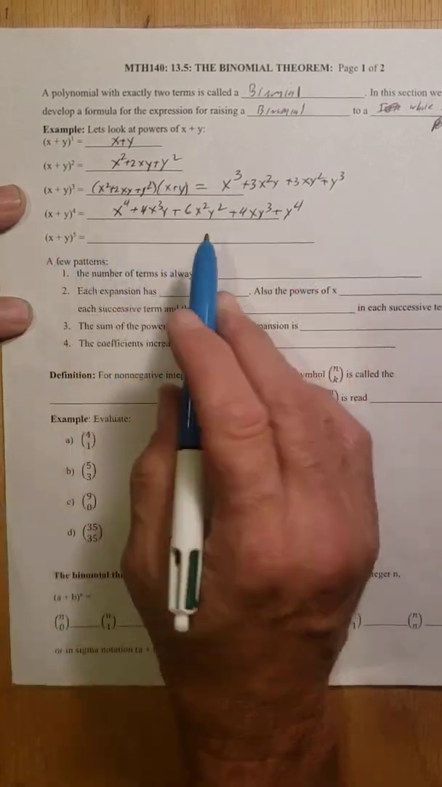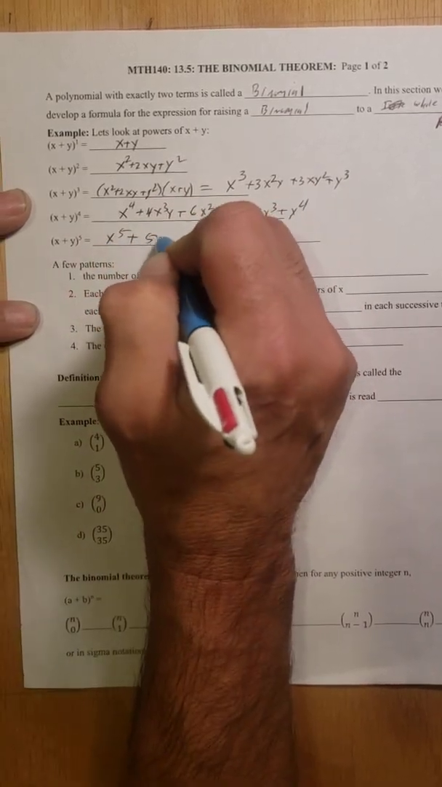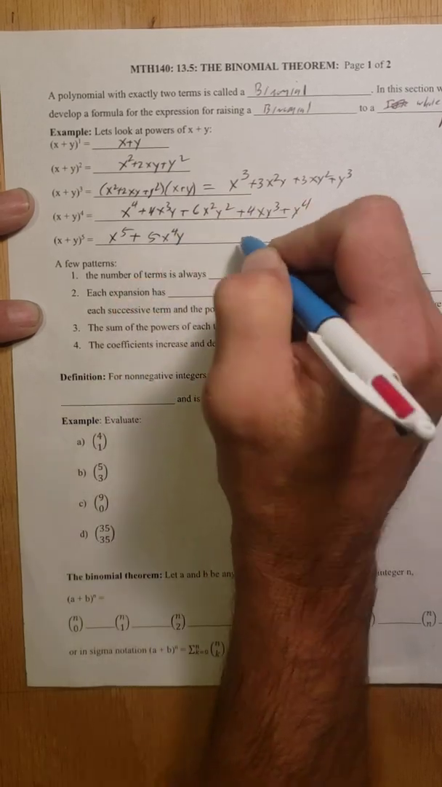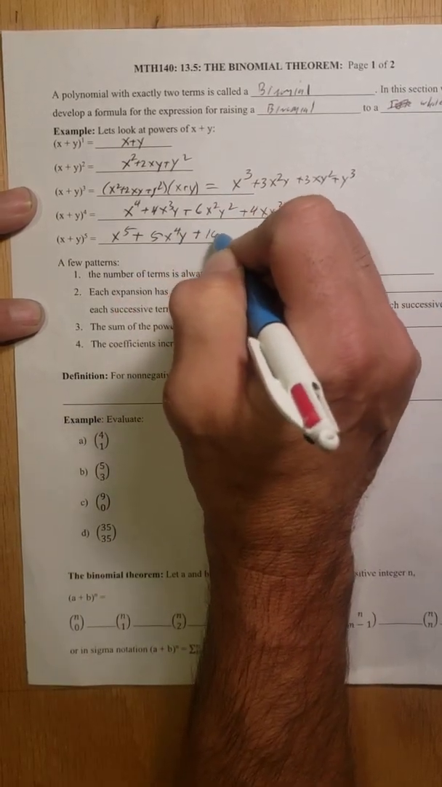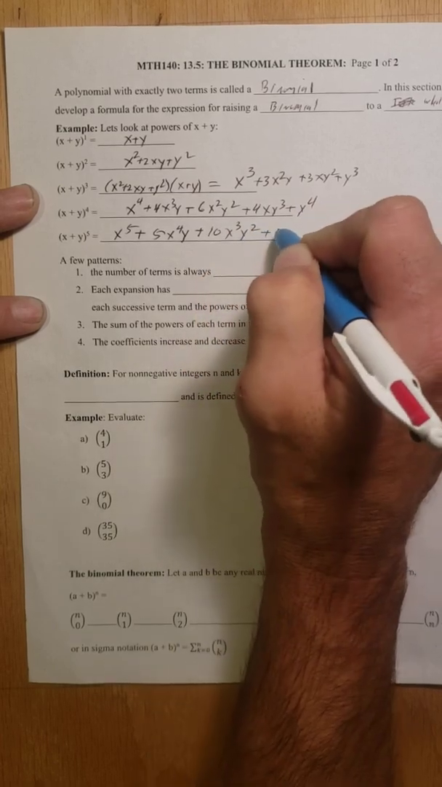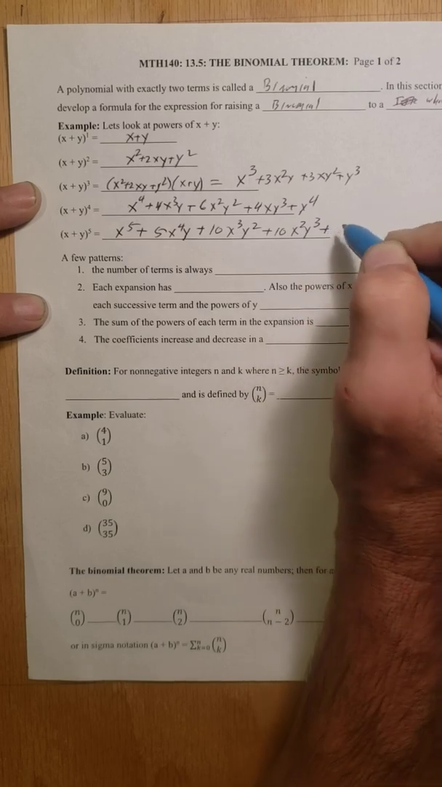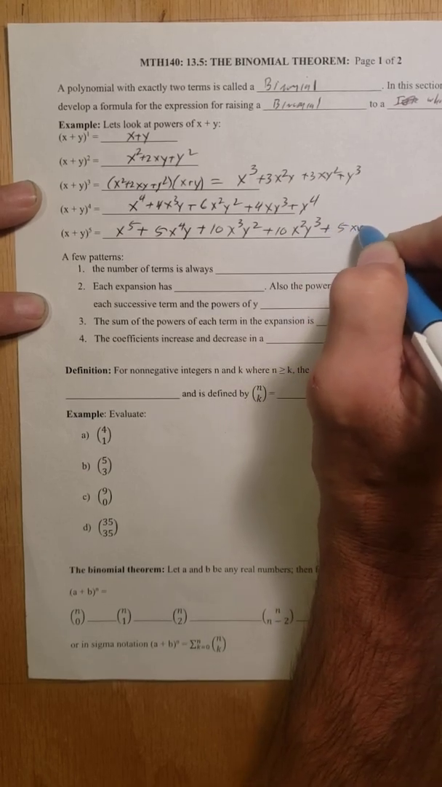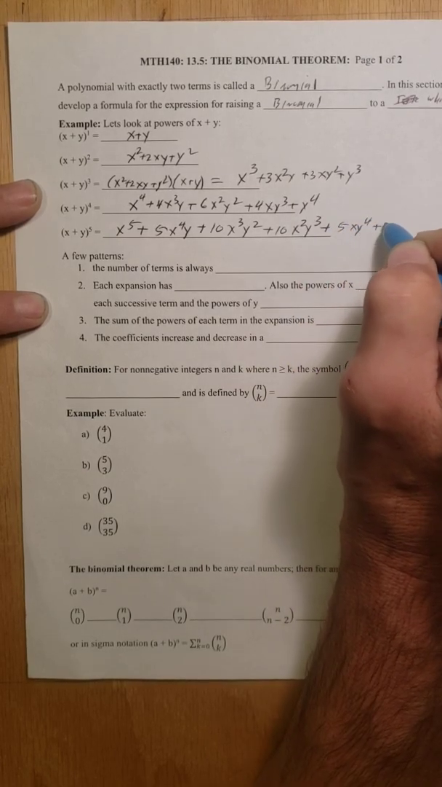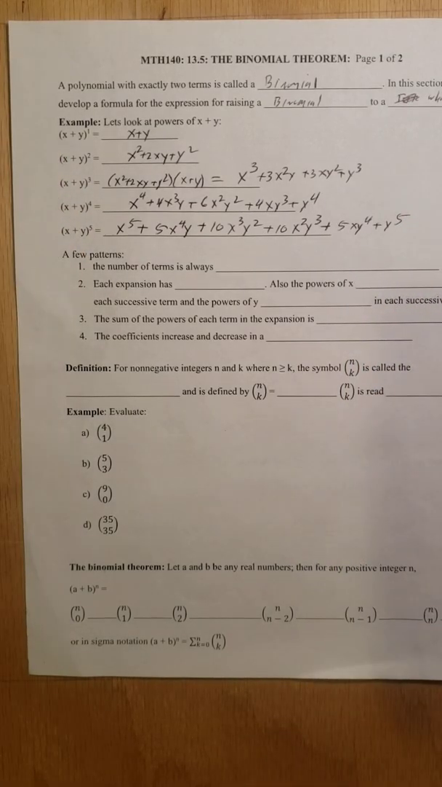X plus y to the fifth is going to give me x to the fifth plus 5x to the fourth y plus 10x to the third y squared plus 10x squared y cubed plus 5xy to the fourth plus y to the fifth. Okay?